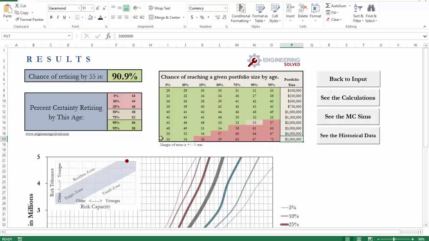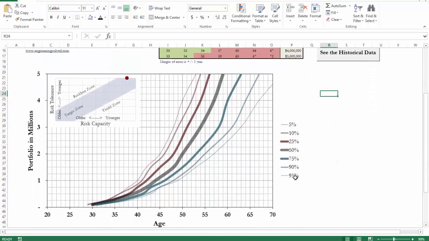But conversely, you'd have a very, very low probability of having $5 million at age 53, which is young. I mean, the markets would have to be outstanding, most likely, for you to reach that target based on the inputs you've given. And then also down here, this chart will plot your portfolio in millions of dollars per age and based on the probability percentages.